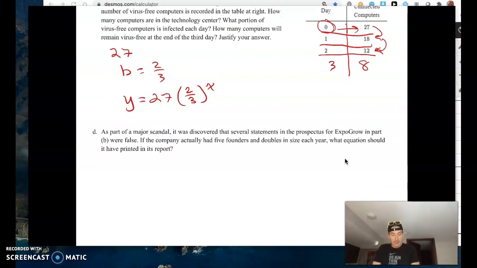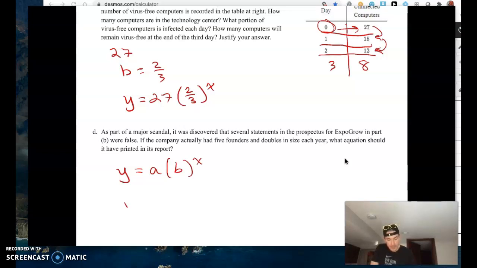Okay, as part of a major scandal, it was discovered that several statements in the prospectus for Expert and Part B were false. The company actually had 5 founders, and it doubles in size each year. Okay, what equation should it have printed in the report? Well, the parent equation in this case is not going to change. y equals a times b to the x, right?